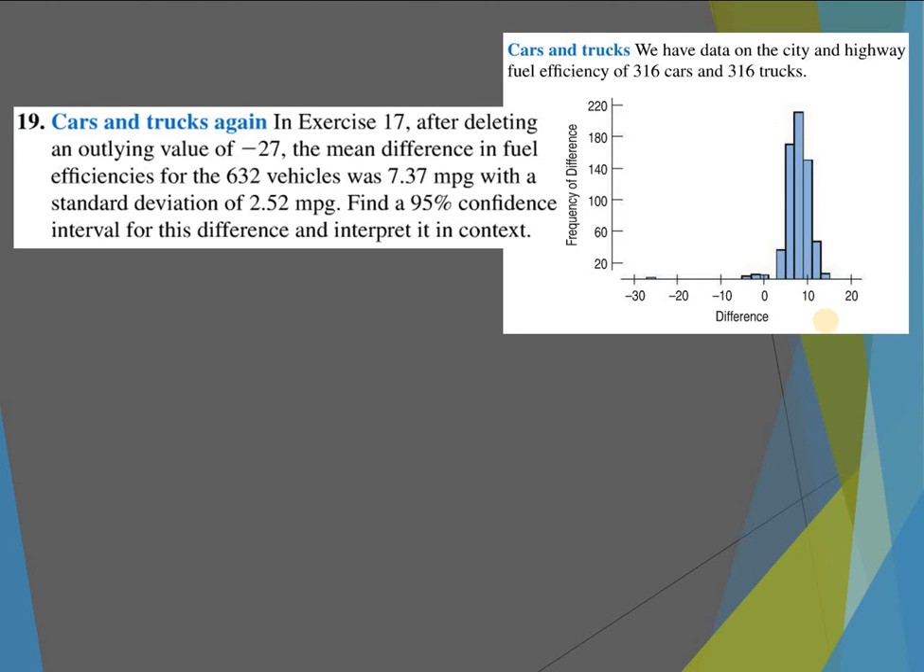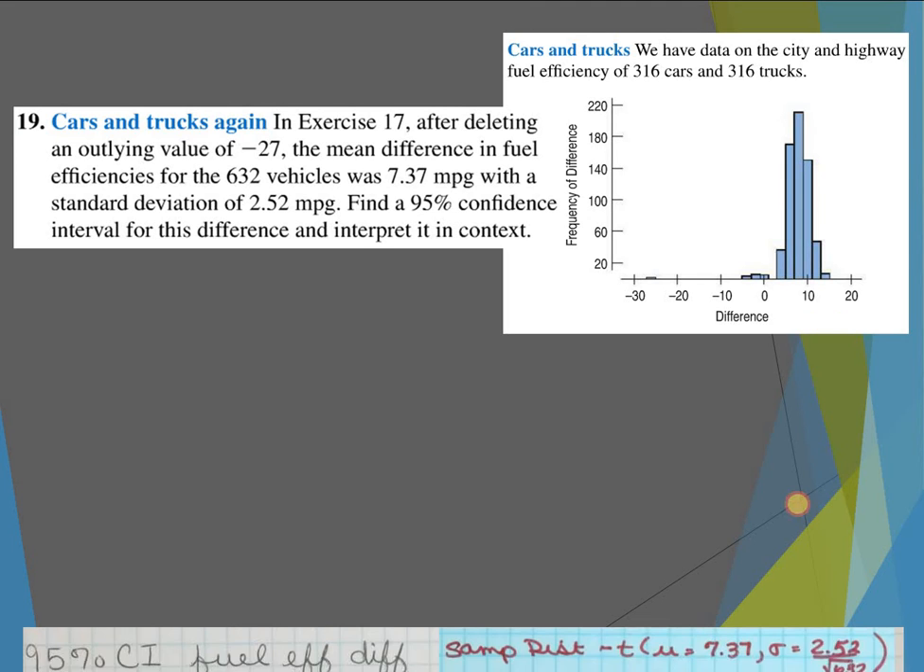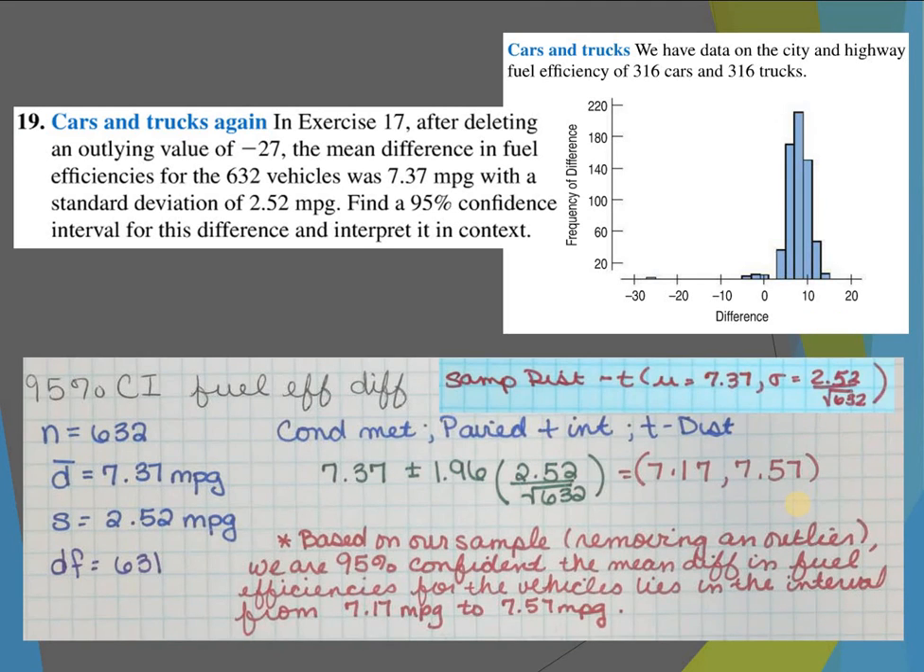Yeah, a sample size of 632. That's huge. That's the technical term for it. That's pretty darn good. So this is what we're looking at for this. The sampling distribution follows the T model, centered at 7.37. You get that? Degrees of freedom, 631. So far, so good? Standard deviation, the 2.52 over 632.